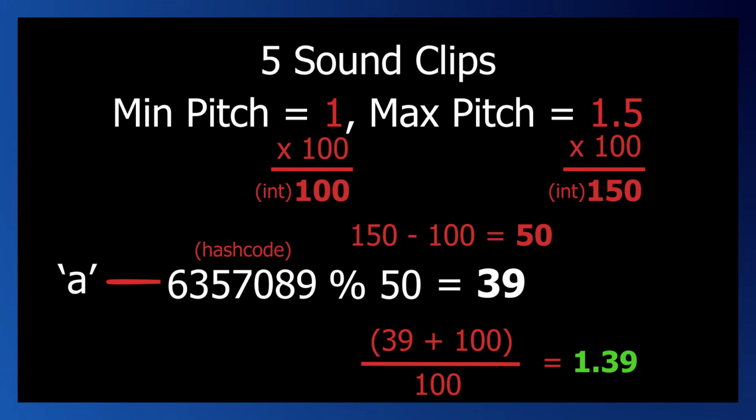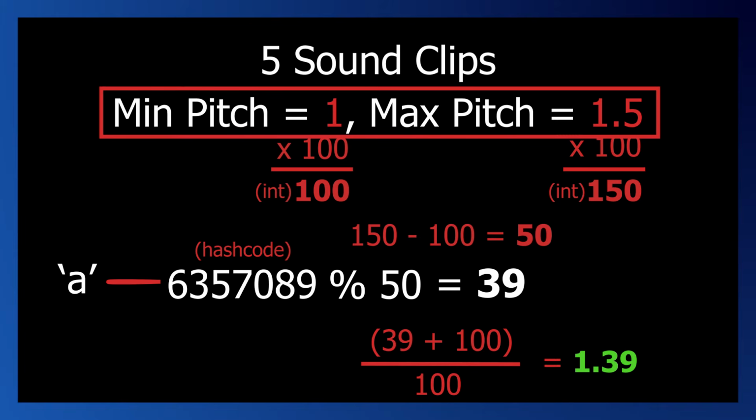And then we can convert that back by adding on the minimum pitch integer and then dividing by 100, which gives us a pitch value that will always correspond to the character A within the range that we've specified.